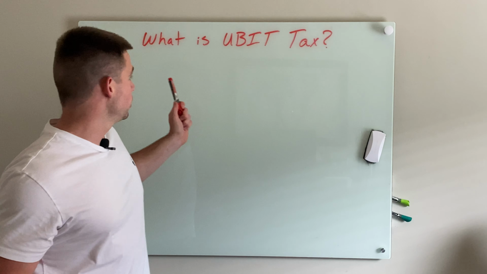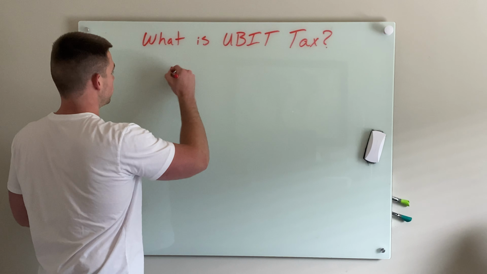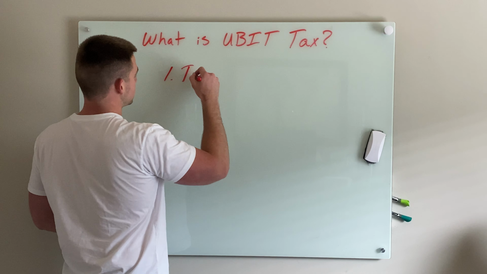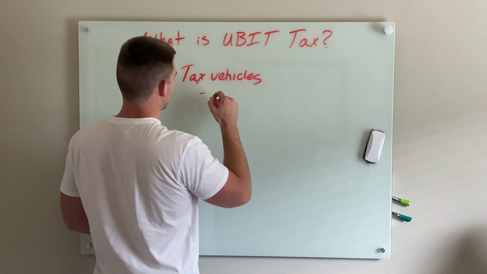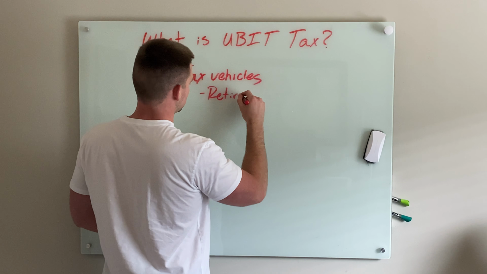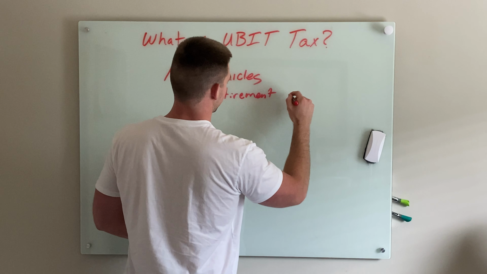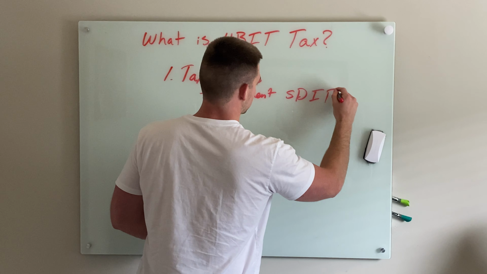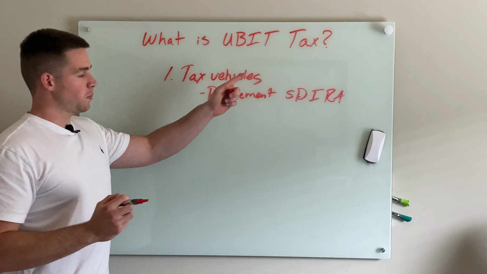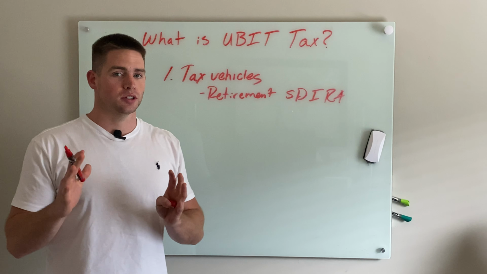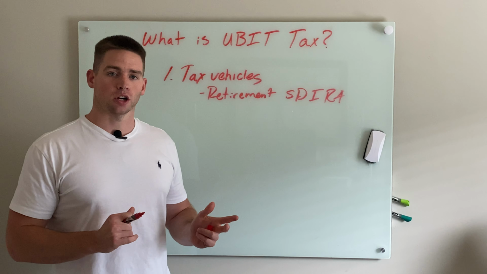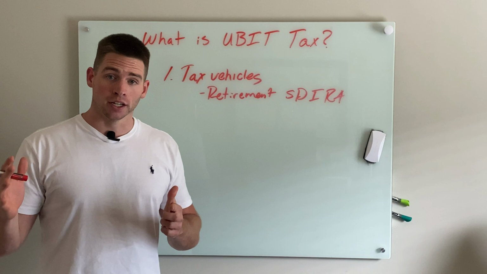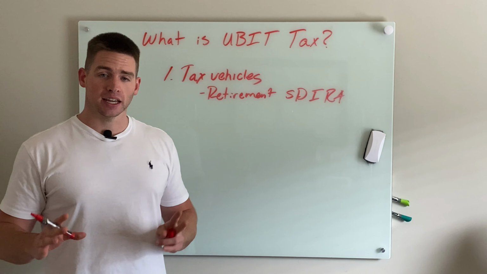What we need to know about the UBIT tax is, one, that it's only going to apply to tax vehicles, particularly in our case retirement accounts like a self-directed IRA. And the UBIT tax is going to damage us whenever we, or an investor of ours, uses their self-directed IRA to invest in it and we use debt. If we don't use any debt, then it's no problem.